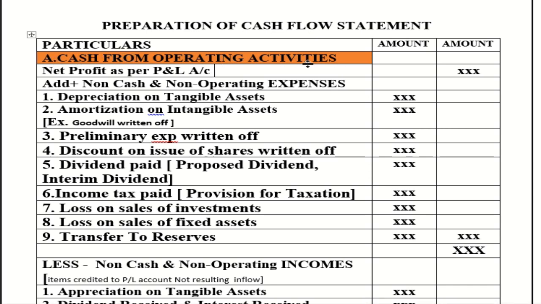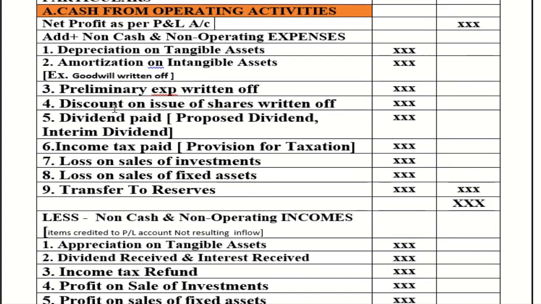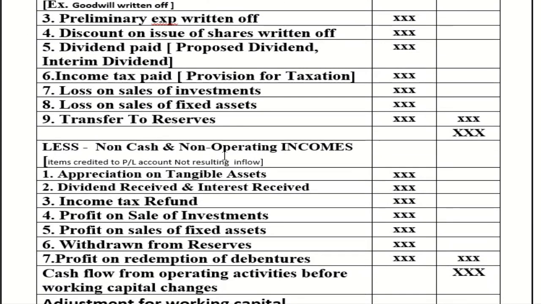Under cash flow from operating activities, take the net profit as per the profit and loss account, and add non-cash and non-operating expenses like depreciation, amortization of goodwill, preliminary expenses, discount on issue of shares, and loss on sale of investments. All these expenses must be added to the net profit. Next you deduct non-cash incomes like appreciation on tangible assets, dividend received or interest received, income tax refund, profit on sale of investment, and so on. You should deduct all these items from the net profit as per the P&L account.